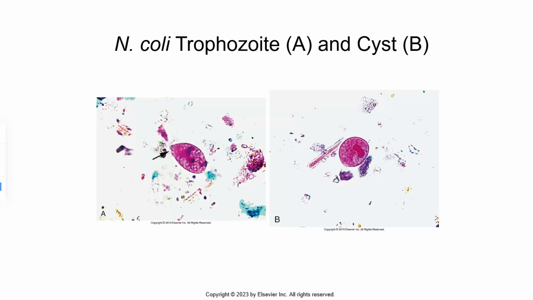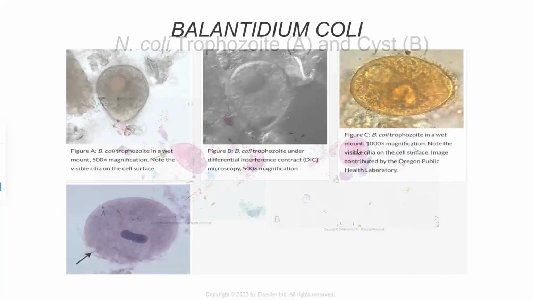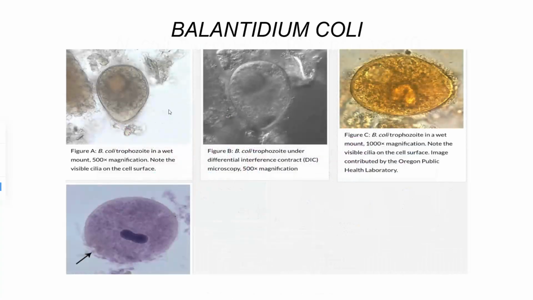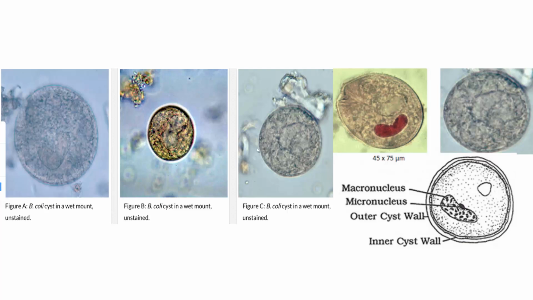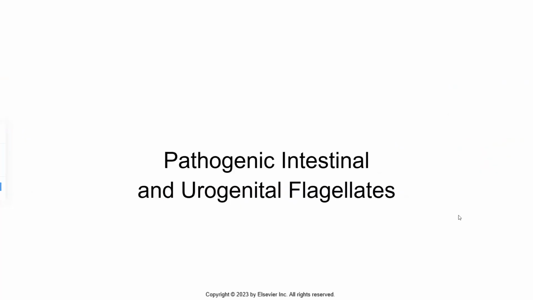This is a picture of the trophozoite and the cyst. And here are some more pictures of the trophozoite, so you can see all of the cilia really well in this picture. And here's the cyst. The cyst is distinctive because it has this large vacuole here.